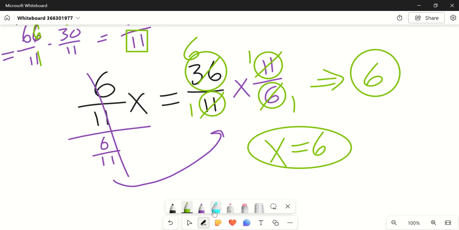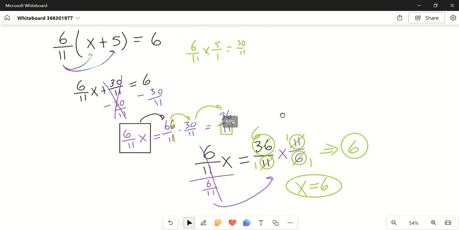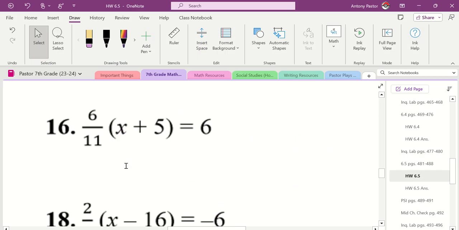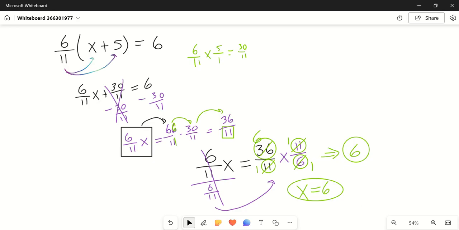This was number what? 16. Check the answer for 16, and it is 6.